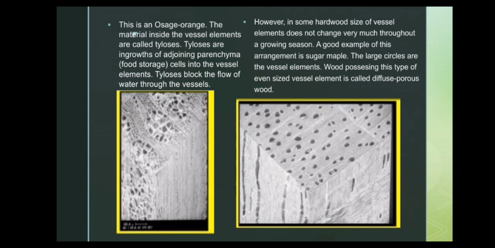So this is an Osage orange. It is an example of ring porous wood. So diffuse porous wood does not change very much throughout a growing season. From early wood to late wood, it does not change very much.